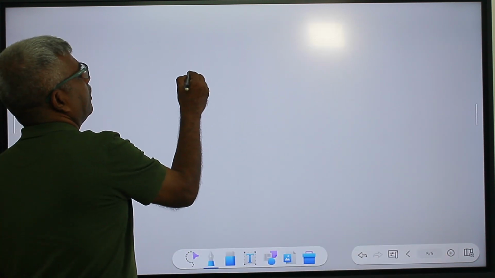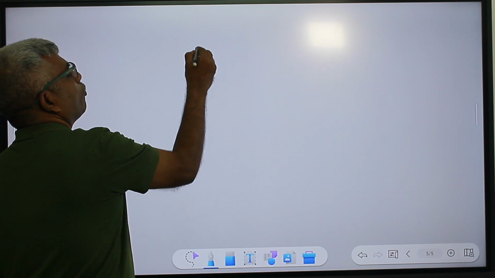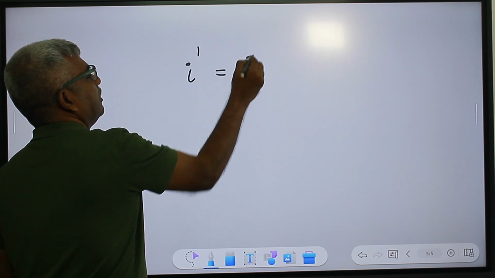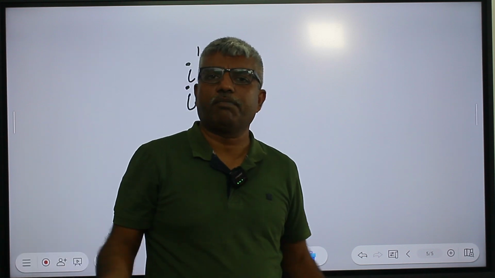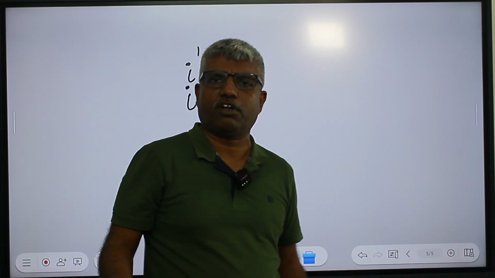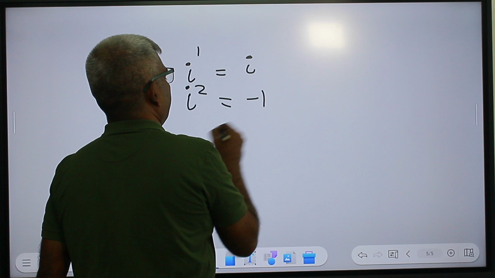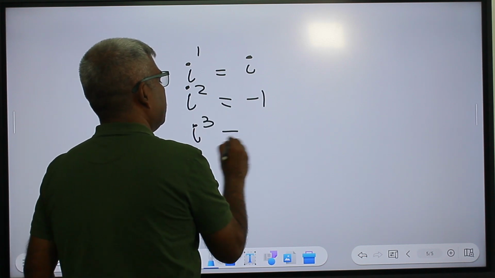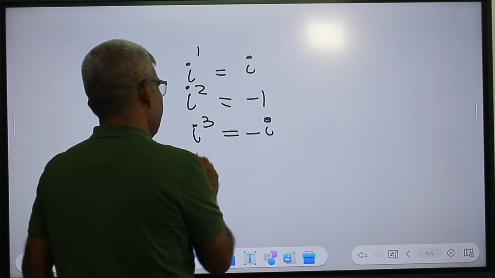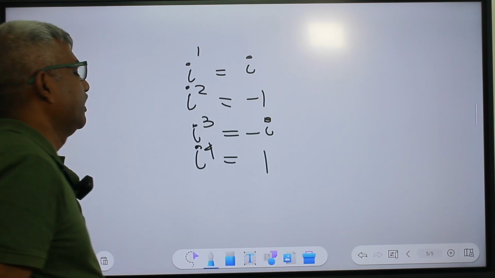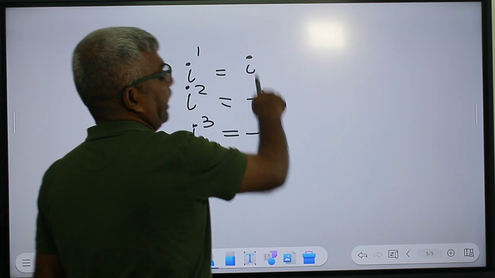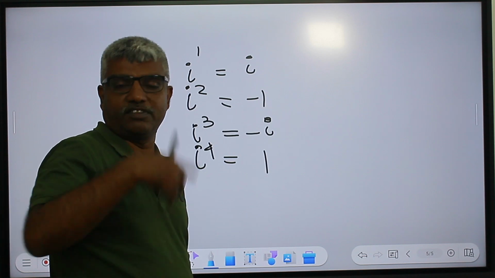Now, i power 1 is i. What is i square? Square root of minus 1, square of square root of minus 1, that is minus 1. What is i cube? Minus i. What is i power 4? 1. i power 5 will come to i. This is one cycle.